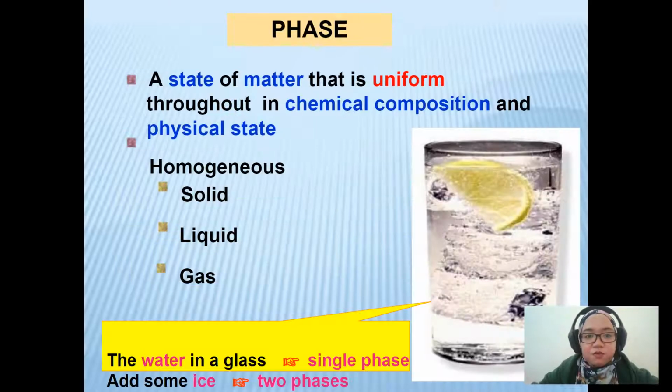First we want to know what is actually meant by phase. Phase is a state of matter that is uniform throughout in chemical composition and physical state. So phase is homogeneous. There are 3 types of phase, which are solid phase, liquid phase, and gas phase. So the water in a glass has one phase, which is liquid. When we add some ice, it now has 2 phases, which is solid and liquid.